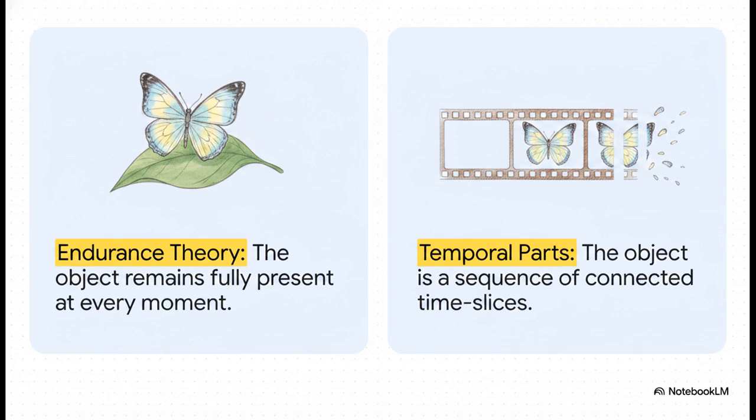But over on the other side, we have this really radical alternative, the theory of temporal parts. This theory argues that objects are actually not fully present at any one moment, but rather they exist as a sequence of connected time slices. Think of a time slice as a 3D snapshot of an object frozen in a single solitary instant of time.